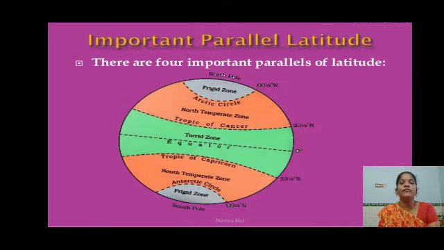We take 5 important latitudes, that is 0 degree Equator, 23.5 degree Tropic of Cancer and 66.5 degree Arctic Circle in the north. The same 23.5 degree in the south, that is Tropic of Capricorn, and 66.5 degree, that is Antarctic Circle.